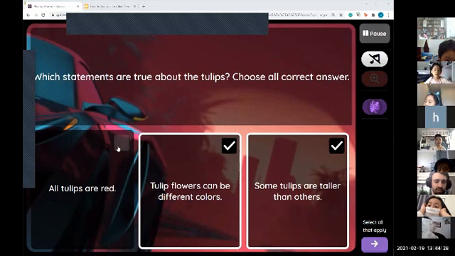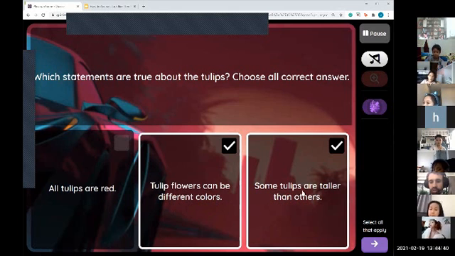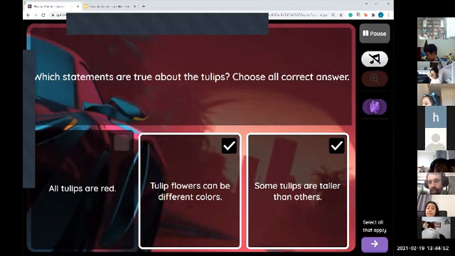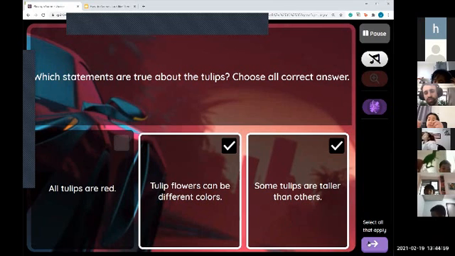So this one is not correct. So we do not want to check it. We know tulips can be different colors from class because you saw the picture of them in class. And remember, some tulips are taller than others. Think about humans. Are some humans taller and some shorter than each other? Yes. Some humans are tall, some humans are short, and all in between. Flowers and plants are the same. Some trees are really tall, while some trees of the same kind can be shorter. So let's select these answers.